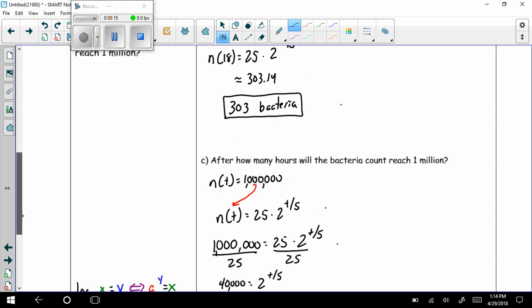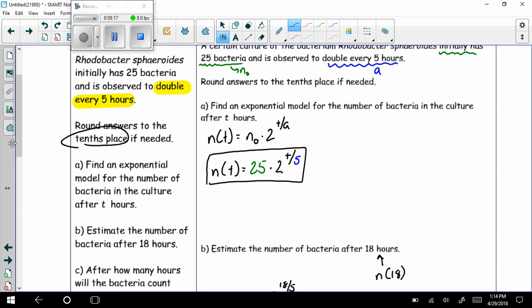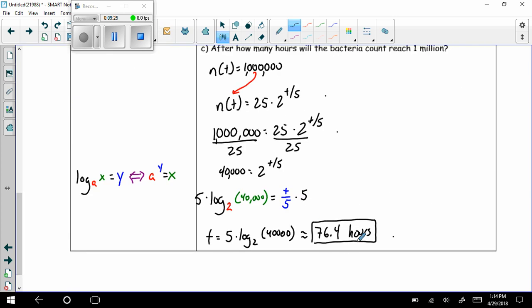Just a heads up, as you're looking to do some of these problems, if you're dealing with bacteria, know that it's going to increase very rapidly. So don't be surprised that, in this case, it was so quick to reach 1 million. So that's your first example.